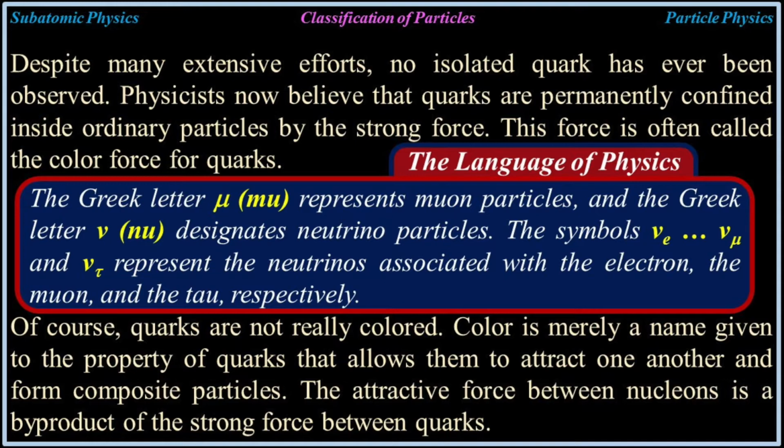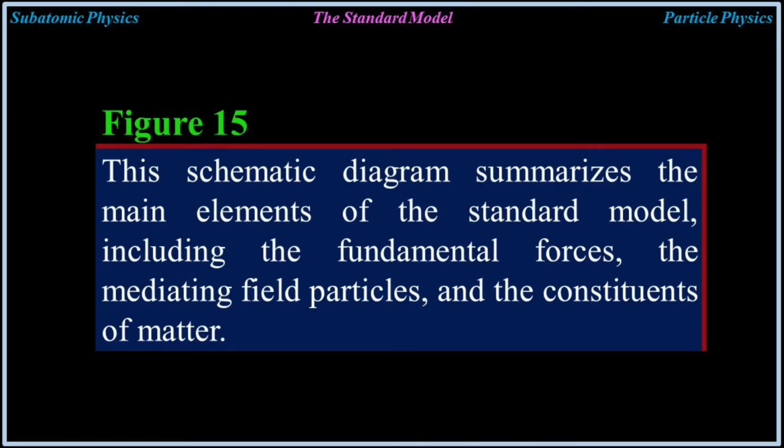The Greek letter mu represents muon particles, and the Greek letter nu designates neutrino particles. The symbols nu e, nu mu, and nu tau represent the neutrinos associated with the electron, the muon, and the tau, respectively. Of course, quarks are not really colored. Color is merely a name given to the property of quarks that allows them to attract one another and form composite particles. The attractive force between nucleons is a byproduct of the strong force between quarks.